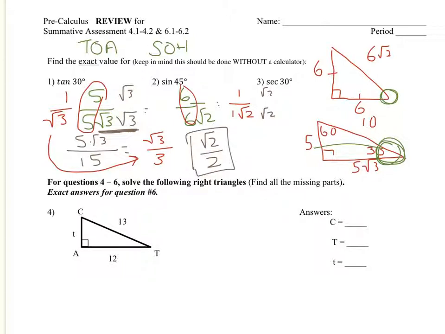Lastly, number 3, the secant. Remember, if you read this word secant backwards, it looks pretty much like cosine. The secant is matched up with the cosine. It happens to be the flip over of the cosine.